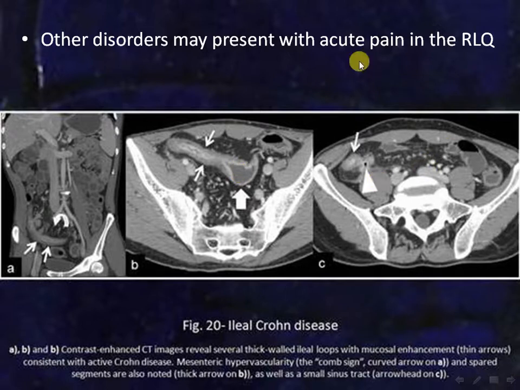Again here, also you can see the comb sign, the mesenteric vessels are engorged, and here you can see a sinus tract formation containing a small air bubble. All of these are criteria and characteristics of Crohn's disease.